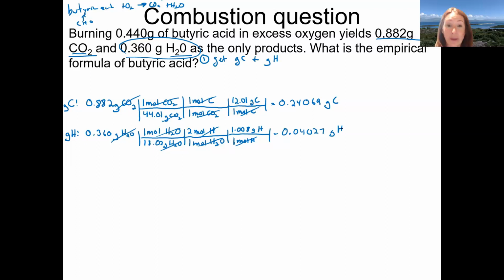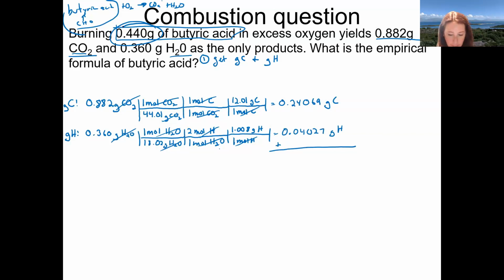This is the extra step that you have to do before you can actually do an empirical formula when you've got a combustion. The reason is that we don't know if there's oxygen in butyric acid yet. There might be, but there might not be. What we do know is that our sample is 0.440 grams of butyric acid. So if butyric acid is C's and H's only, when I add these up, they should equal 0.440.